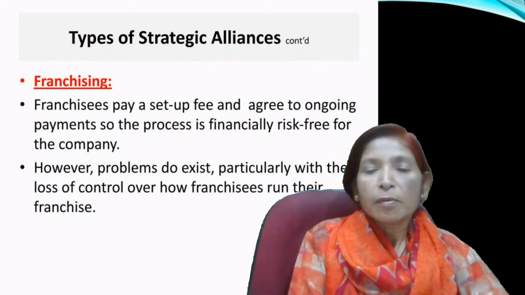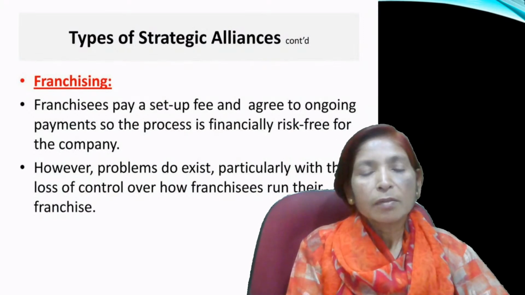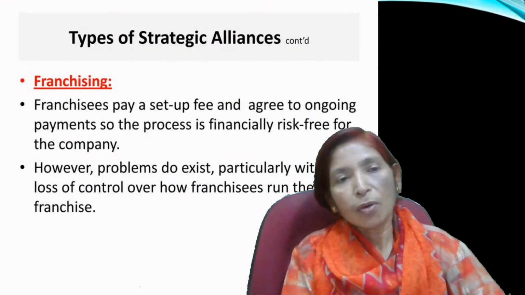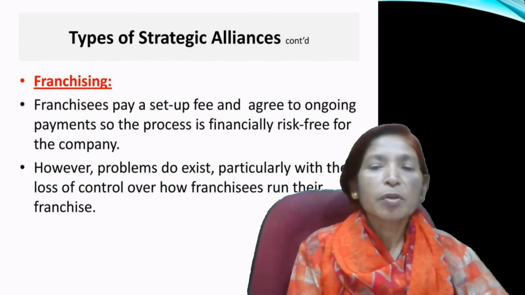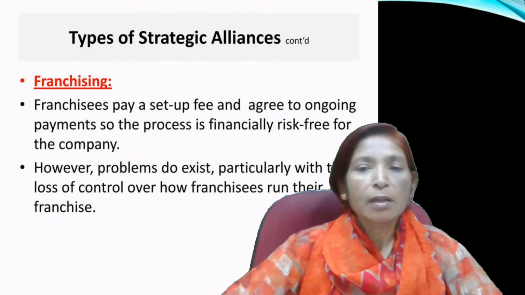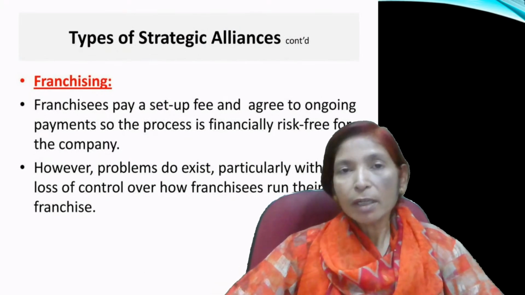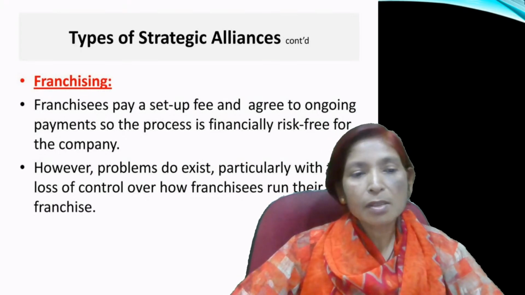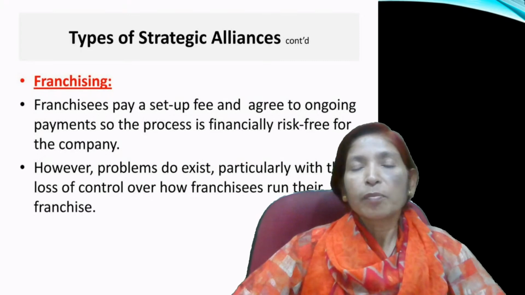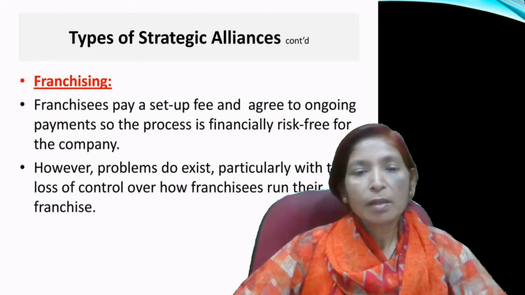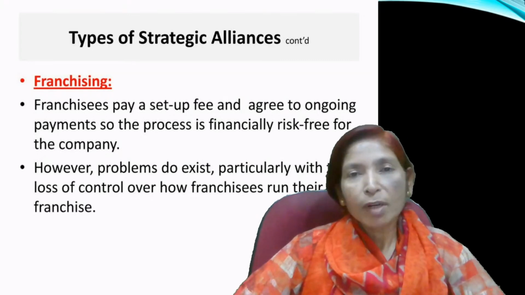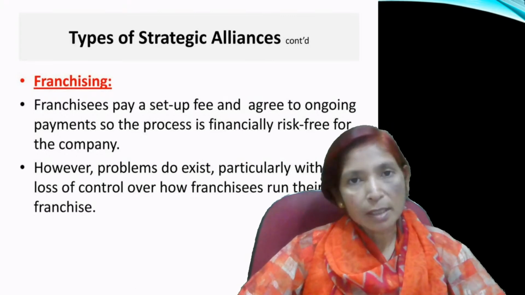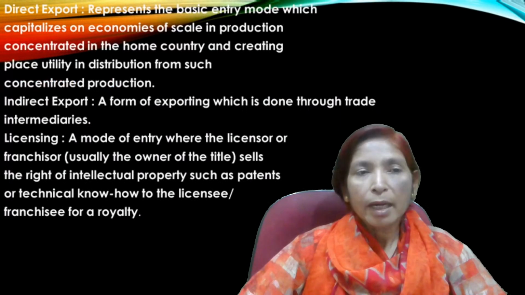So, franchising is a process in which franchisees pay a setup fee and agree to ongoing payment. So the process will be financially risk free for the company. But it has some disadvantages also, because some problems may exist with the loss of control over how franchises run their franchise.